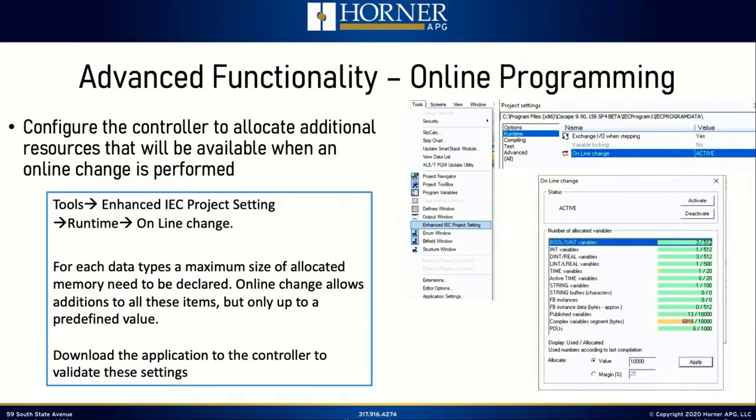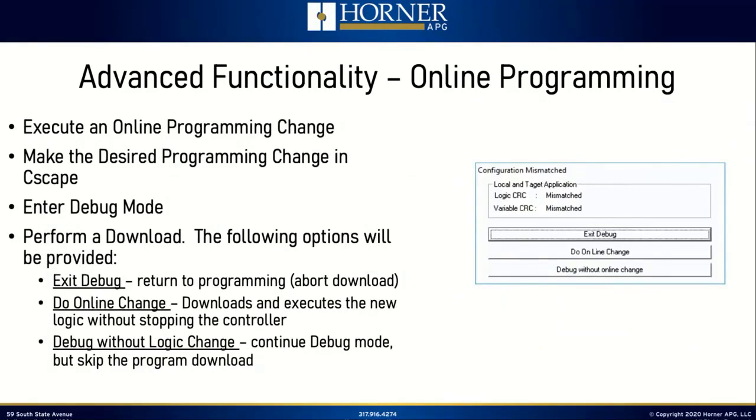So just keep that in mind. And then once you've set everything up properly, it's a matter of executing an online programming change, which effectively means make the change you want to make, go into debug mode. With Enhanced IEC, you access online programming from debug mode. So you enter debug mode, and then you do your normal download. And when you do your normal download, that triggers the whole sequence of the online change mode.